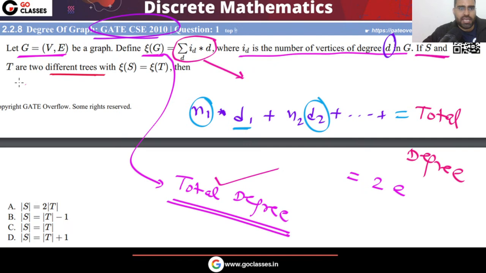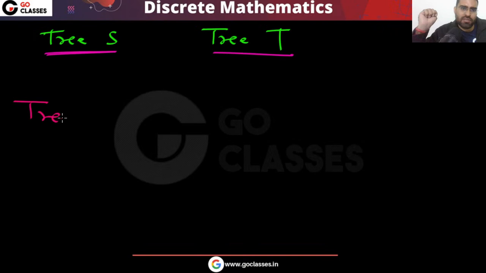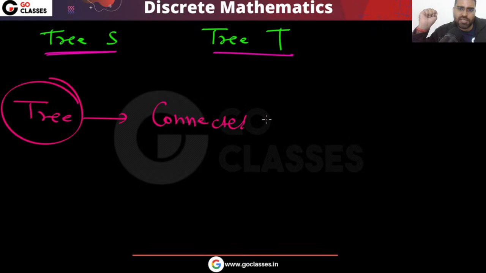Now, if S and T are two different trees, and they have the same total degree. There is a tree S and there is a tree T. We will see the revision of trees, but let me tell you, in a tree, what is the property? What is a tree? A tree is a connected acyclic graph. Tree means connected acyclic graph.